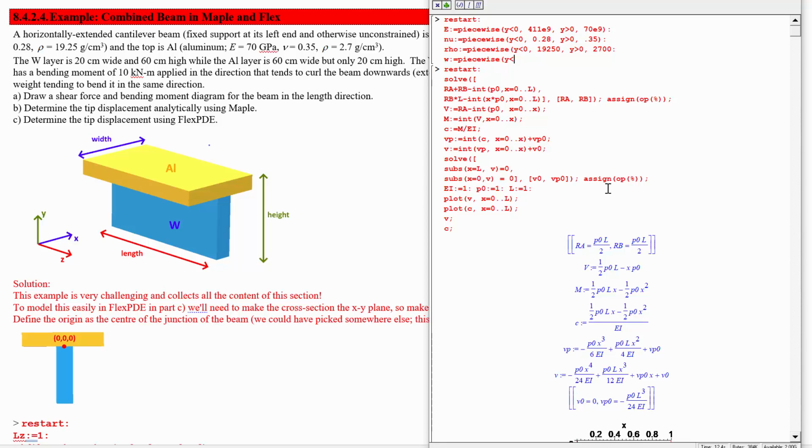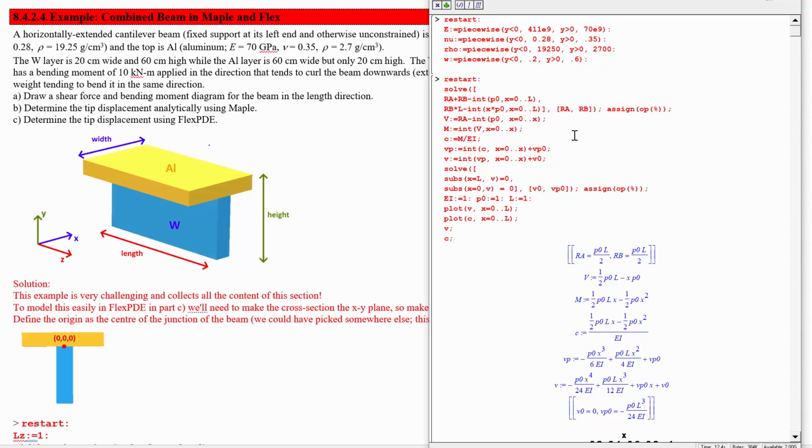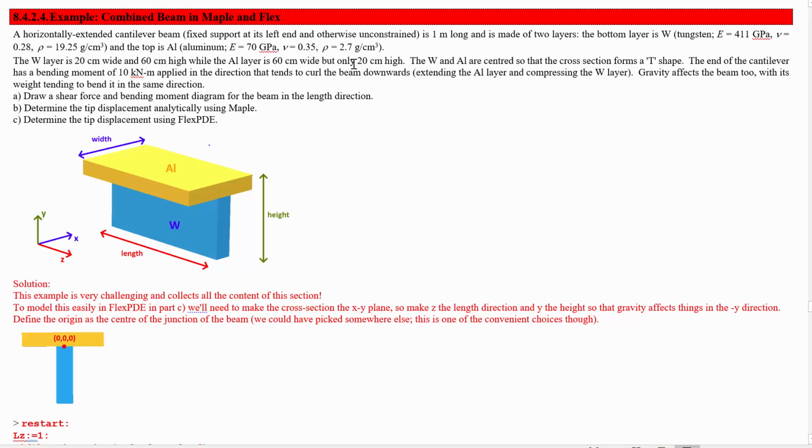The width, if Y is less than 0, is going to be the width of that tungsten layer, which is 20 centimeters, so 0.2. If Y is greater than 0, then the width is the aluminum layer, which is 0.6. And Y doesn't go from 0 to Ly. Y goes from negative 60 centimeters to positive 20 centimeters.